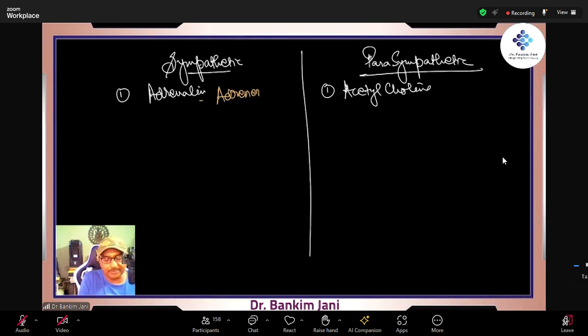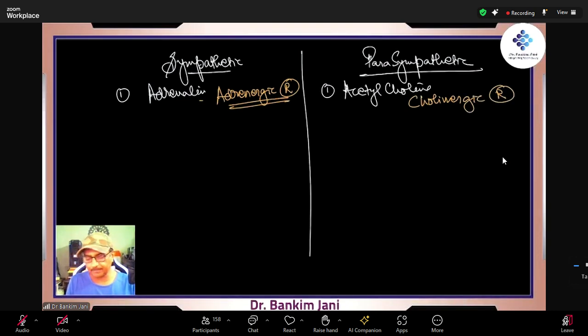That's what we'll be discussing next time. Adrenergic receptors. We'll write receptors like this. We are talking adrenergic receptors. And when it comes to acetylcholine, we'll be calling it cholinergic receptors. Cholinergic receptors.